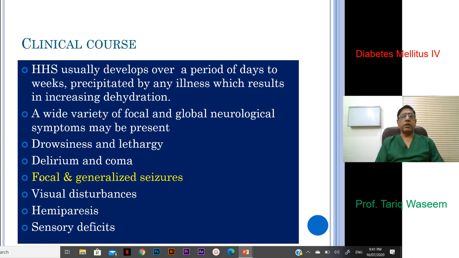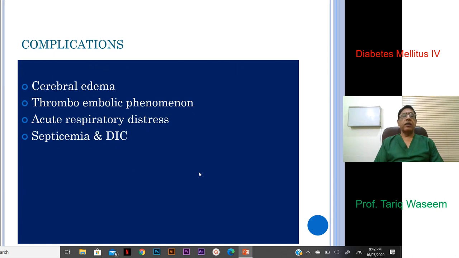Usually, these patients are likely to have focal and generalized seizures. This is again something which should be noticed, that many patients with the hyperosmolar state can present with seizure fits, whereas fits never occur in diabetic ketoacidosis, because ketone bodies are very good anticonvulsants.